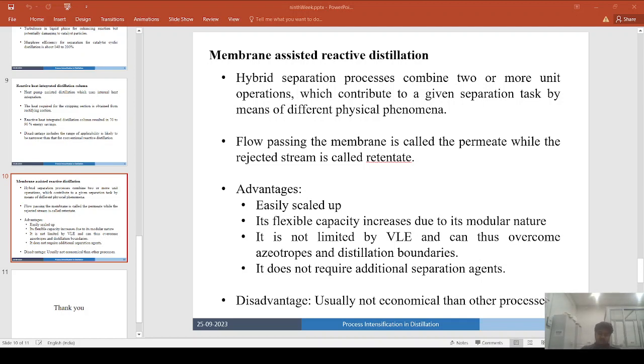Membrane assisted distillation combines the advantages of both separation principles, and it operates without an additional separation agent. The advantage is that here you do not need an additional separation agent, so that is why it can result in a reduced energy demand, emissions, and investment cost.